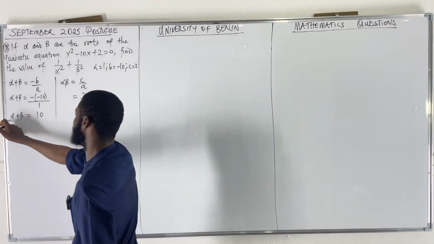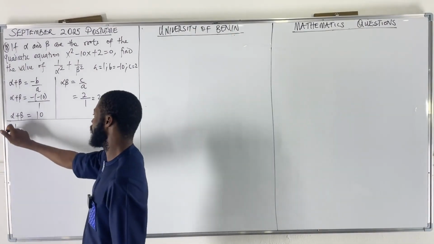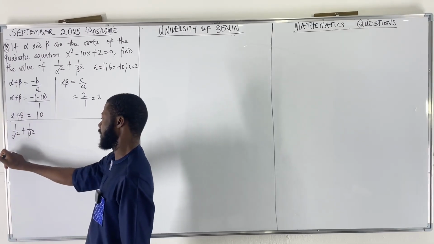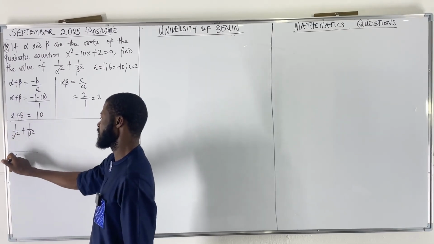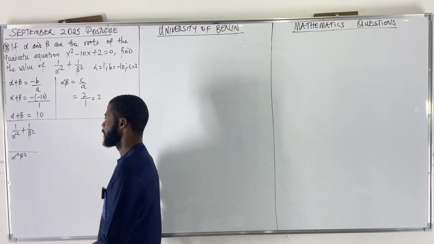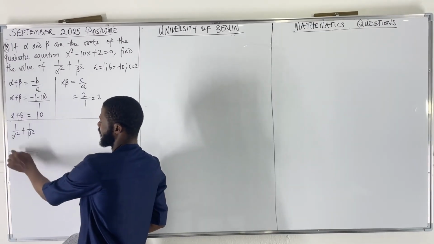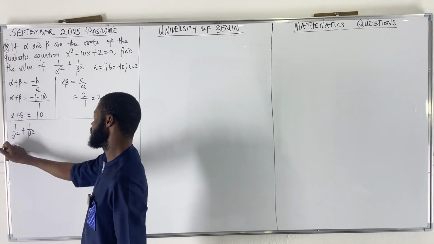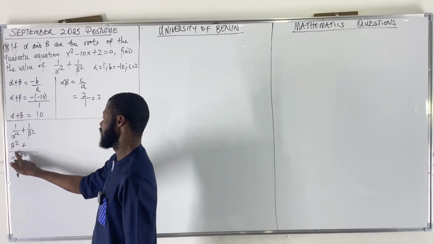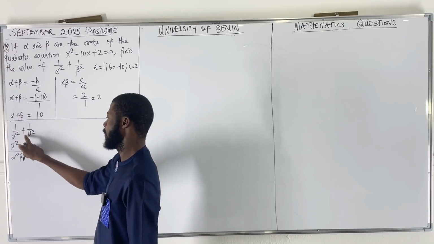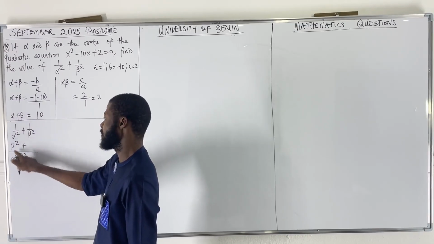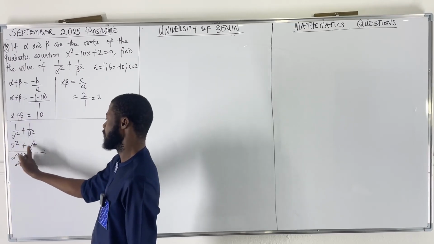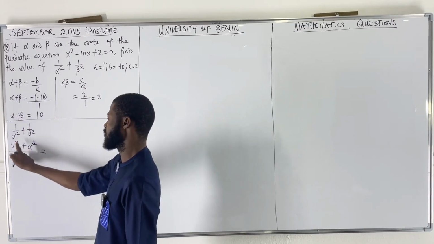Now what we're asked to find is 1 over alpha squared plus 1 over beta squared. So first, let's take the LCM. The LCM will just be the product, so that's alpha squared, beta squared. Everything here, divided by alpha squared, what will be remaining is beta squared. Beta squared times 1 is still beta squared. And then plus everything here, divided by beta squared, beta squared will cancel beta squared. Alpha squared is remaining, then it has to times 1. So that's alpha squared.